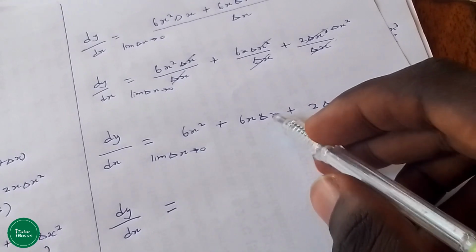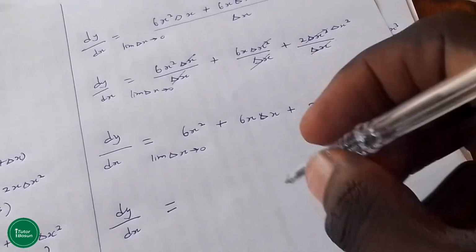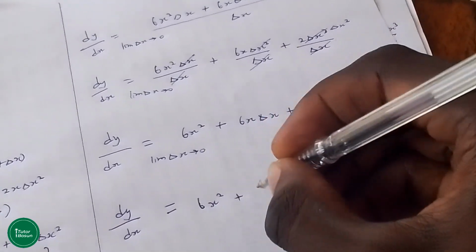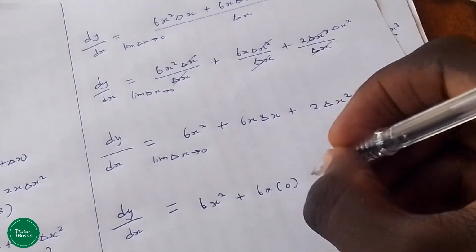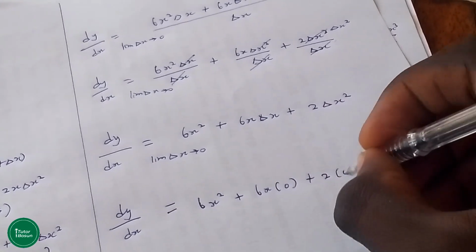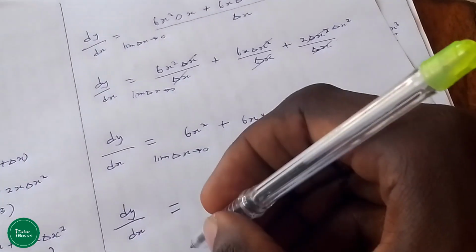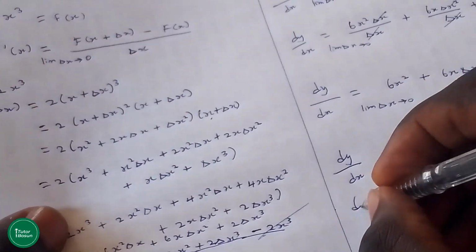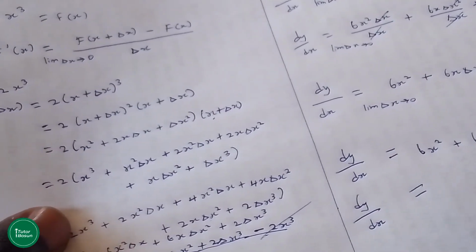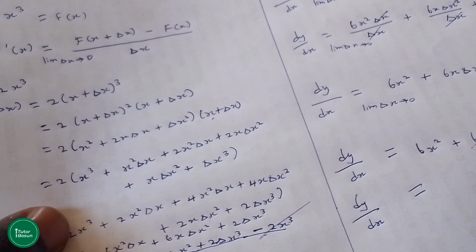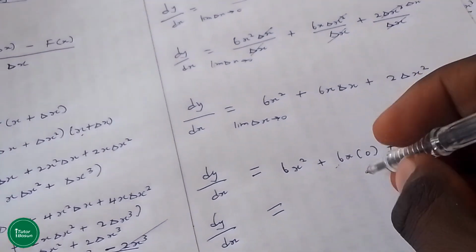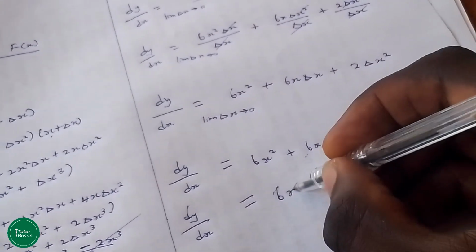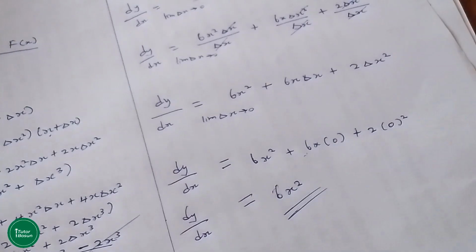substitute 0 in anywhere you find delta x, and that is what? 6x squared plus 6x multiplied by 0 plus 2 multiplied by 0 squared. Automatically the dy/dx gives us, this becomes 0, this becomes 0. dy/dx gives us 6x squared finally, and that's the final answer to that.